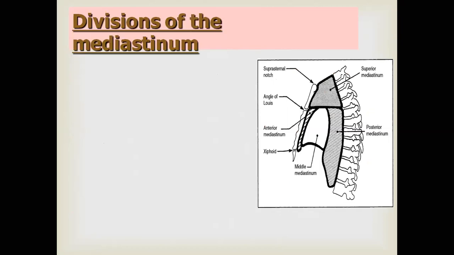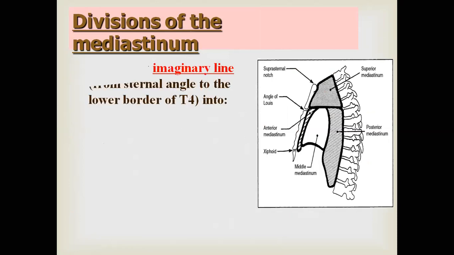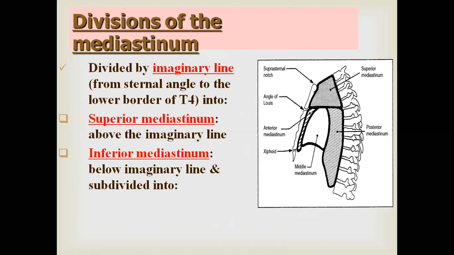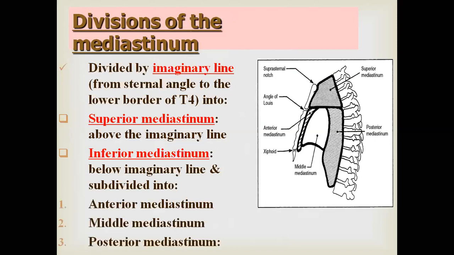We will divide the mediastinum by a major line from the sternal angle to the lower border of T4 into the superior mediastinum above this line, and the inferior mediastinum below this line, and the inferior will be subdivided into three parts: the anterior mediastinum, middle mediastinum, and posterior mediastinum.